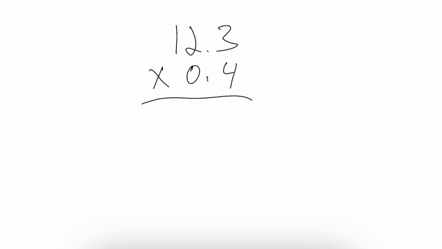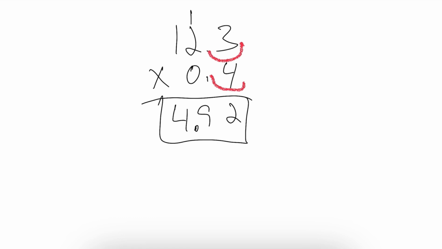Next we have 12.3 times 0.4. So 4 times 3 is 12. 2, carry the 1. 4 times 2 is 8, plus 1 is 9. 4 times 1 is 4. Next we're going to count our decimals. 1, 2. So our answer is 4.92.